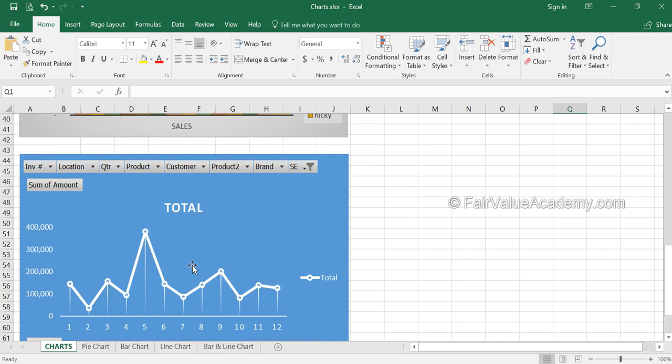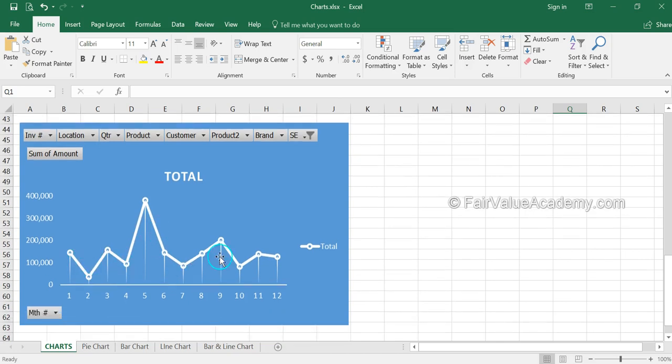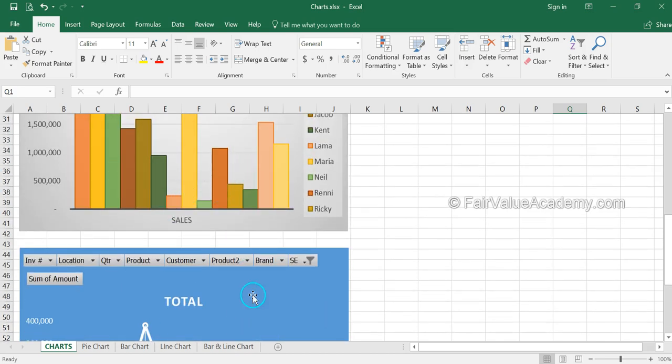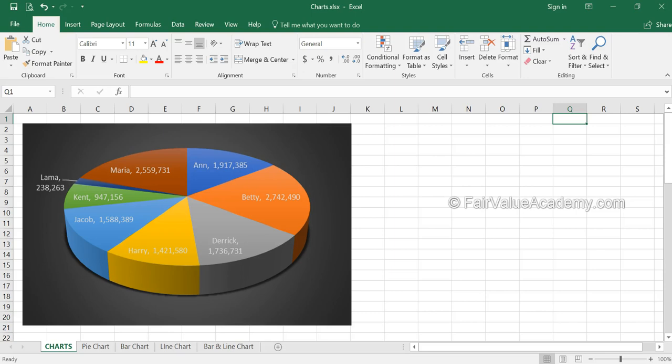The third chart that we will learn is the line chart. It's very well used for showing trends. And the fourth chart that we will use is the combination of column and line charts. In the next session, we are going to learn how to create a pie chart and when to use it.